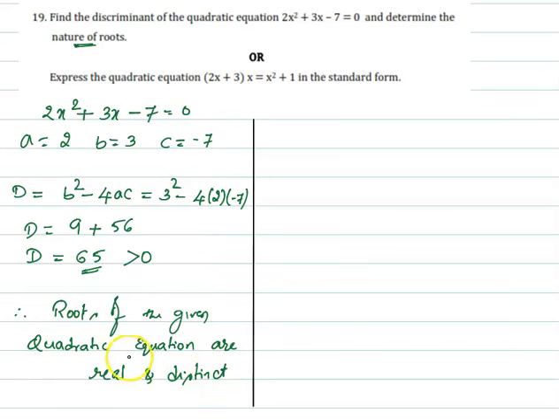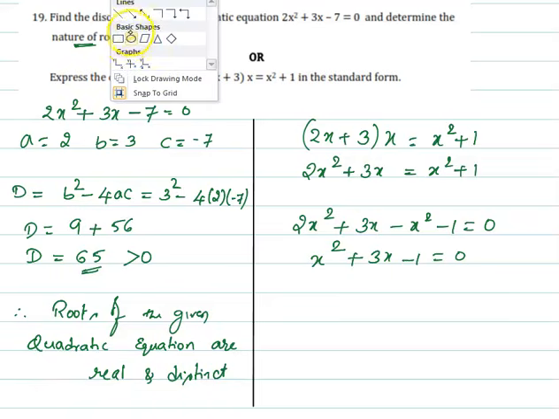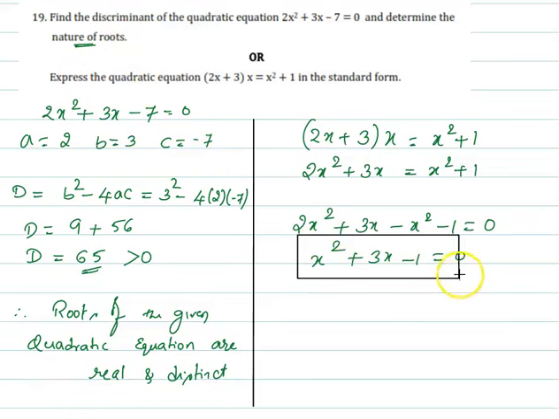So this is the first question, question number 19. Again, internal choice is given for this. 2x plus 3 into x is equal to x square plus 1. Here if you multiply 2x into x, 2x square. I need to write it in standard form. 3x is equal to x square plus 1. Simplifying, I will get 2x square plus 3x minus x square minus 1 equal to 0. 2x square minus x square is x square, plus 3x minus 1 equal to 0 is the required quadratic equation. This is my required answer.